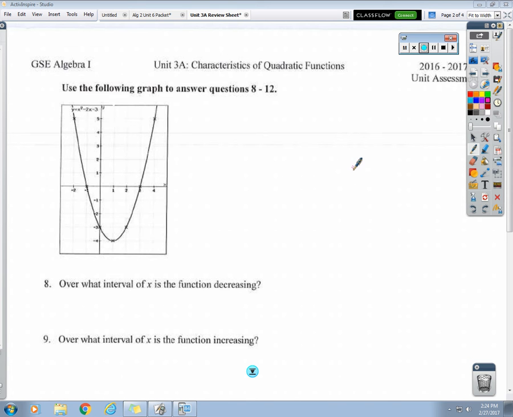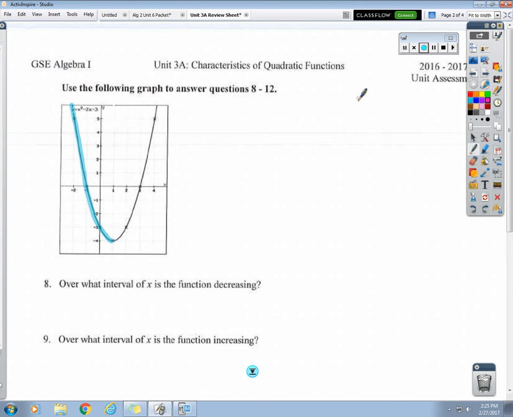Use the following graph to answer questions 8 through 12. Okay, here's the graph we're looking at. And they want to know over what interval of x is the function decreasing? Well, what side of the parabola is decreasing? The left side. Okay, it's going down on this side of the parabola, correct?